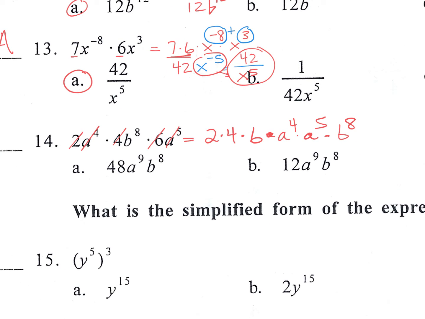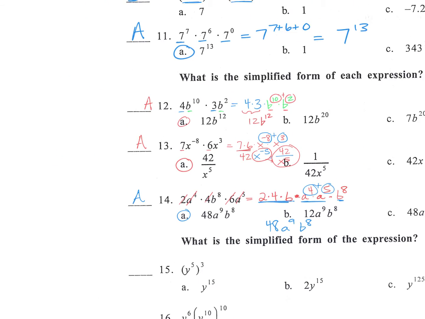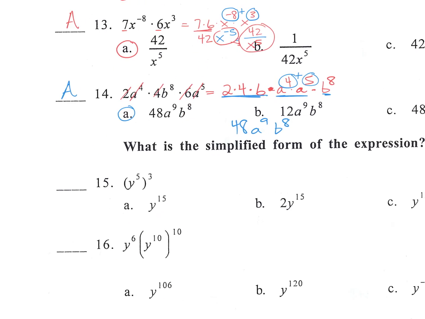Now we can go ahead and simplify. So I'm going to do 2 times 4, that's 8. 8 times 6, that's 48. I'm just going to move it down there so we have room. a's have the same base, so let's add. 4 plus 5, I get a to the power of 9. And b is all by itself, so we'll just bring that down. So we get 48, a to the 9th, b to the 8th. Answer choice A. Lots of A's on this page, guys.